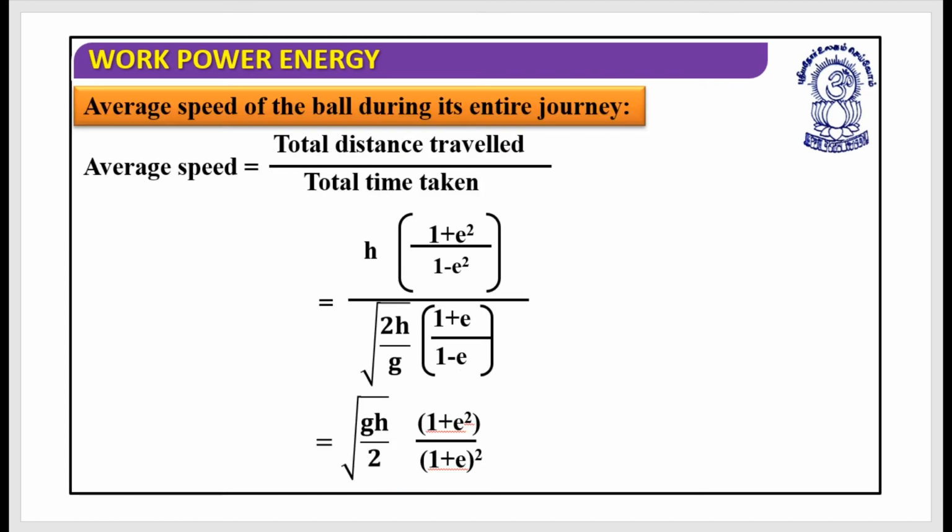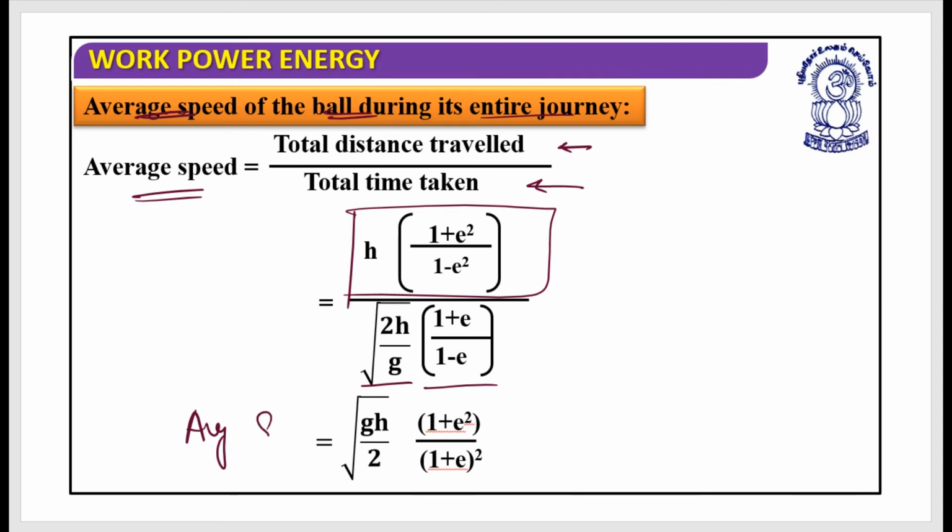Now they ask for the average speed of the ball during its entire journey. So how could I find out the average speed? Average speed could be calculated as total distance traveled divided by total time taken. The total distance traveled I have derived: it's h into bracket 1 plus e square upon 1 minus e square, and the total time taken is root 2h by g multiplied by 1 plus e upon 1 minus e. So if I try to solve this, I am having this average speed equal to root of gh by 2 into bracket 1 plus e square upon 1 plus e whole square.